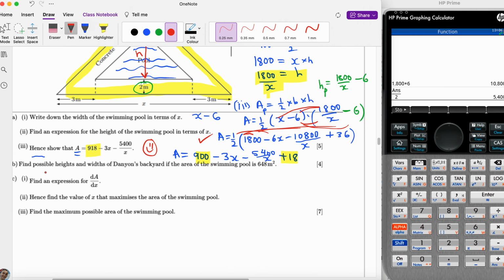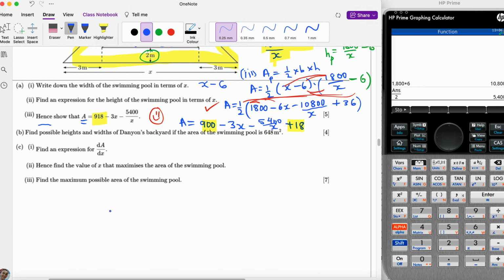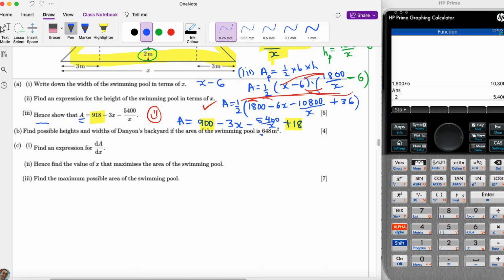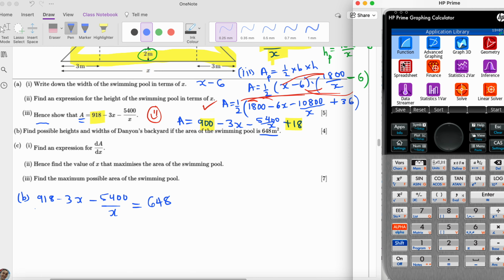All right. Find the possible heights and widths if the area of the swimming pool is 648. Okay, what's important to remember is even if you had no idea how to do this first part, you can totally get the rest of these marks. So what they're saying is, hey, this is the area of the swimming pool. What can my solutions be if the area is fixed to be 648?